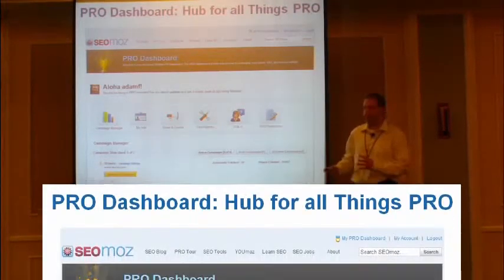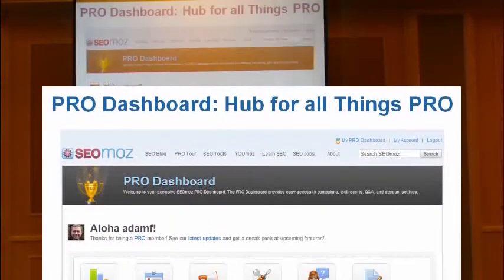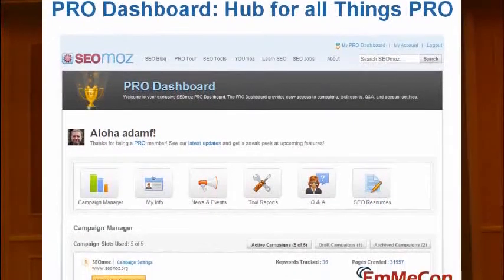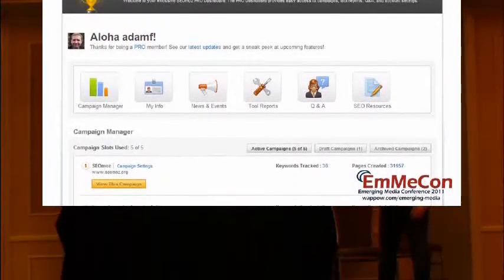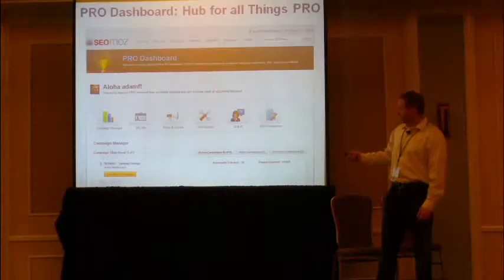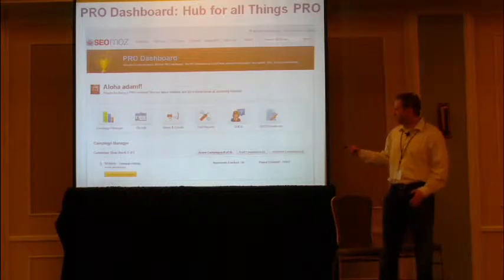So I'm going to go right into the Pro dashboard, which is the hub for all things Pro on the SEOmoz site. Pro membership is the basic membership, and you can come in and see everything that you have to do. Right here you can see your area for campaigns. If you have some campaigns set up, you can go in and see what those are. But also you can see things like your info, news and events, other things that you might want to do when you're thinking about SEO.